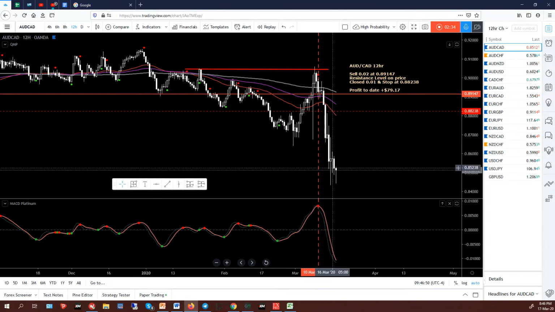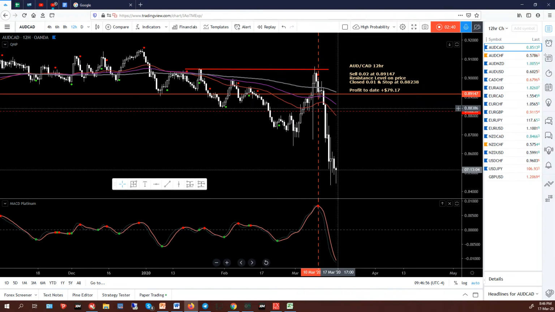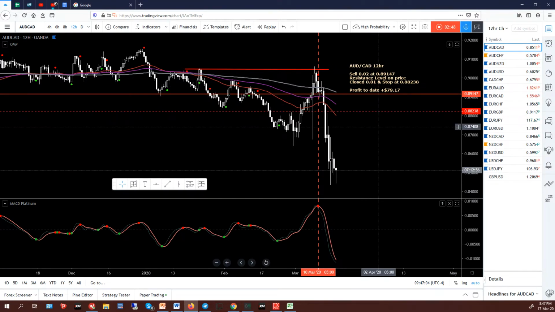This is the AusCAD. It's gone down nicely. When the MACD platinum goes through the zero level, I tend to close out half, bring a stop in, then just trail the stop. The stop is the red dashed line. So that's AusCAD. Nice and simple, straightforward, winning trade, going well, locked in profit, can't lose.